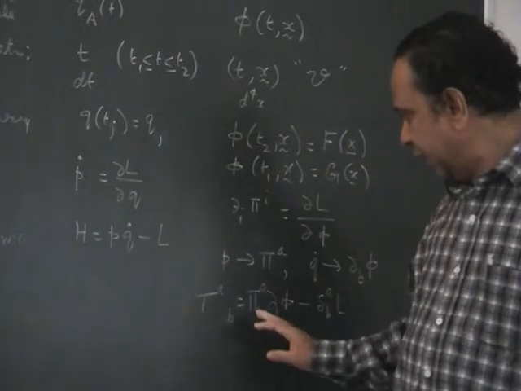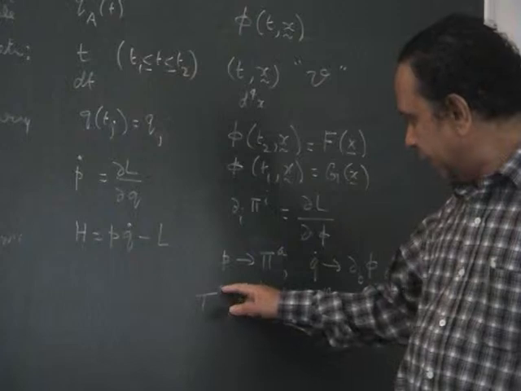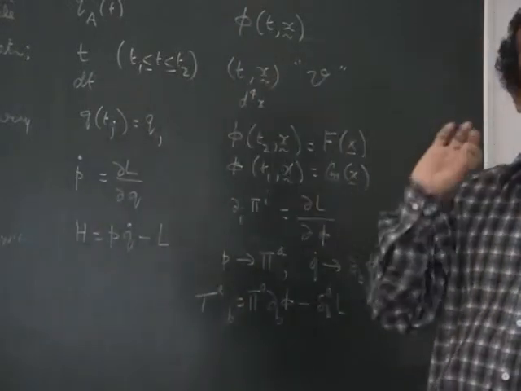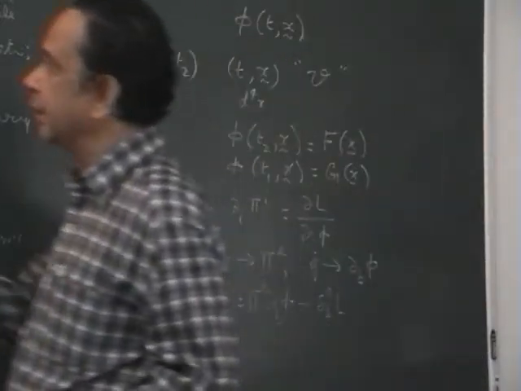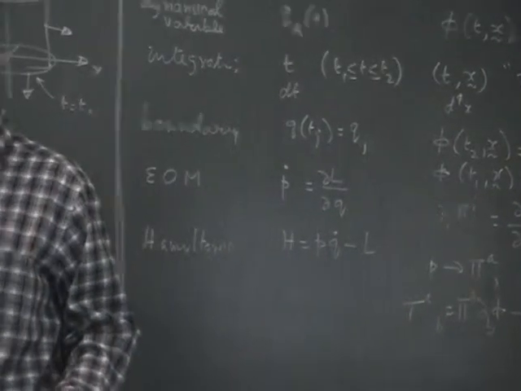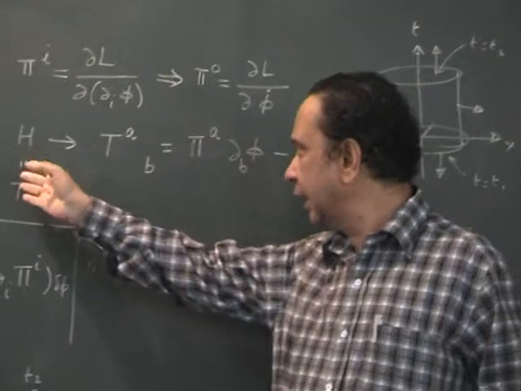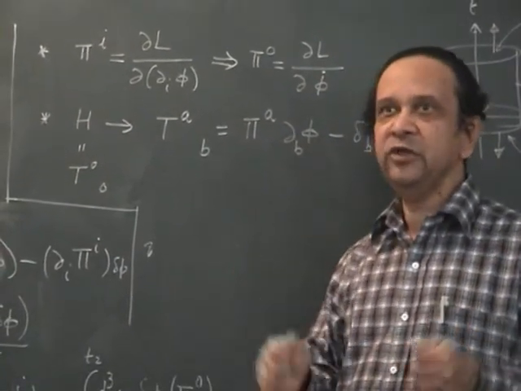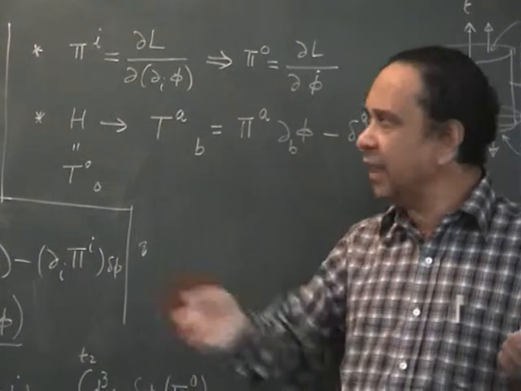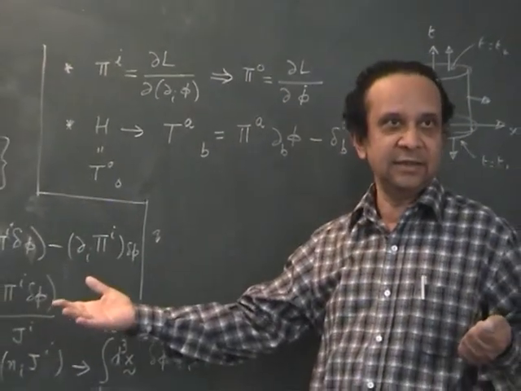Okay? Now what it is physically, I told you that if I take the 0,0 component, I get just the energy density. The H here would have been the total energy in classical mechanics. Here it will be the energy per unit volume. If you integrate it over all space, you will get the total energy, because everything is being done as a densitized thing.